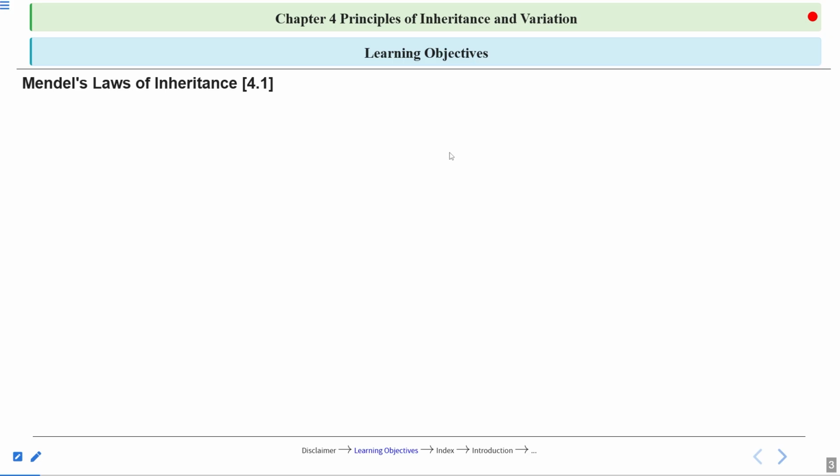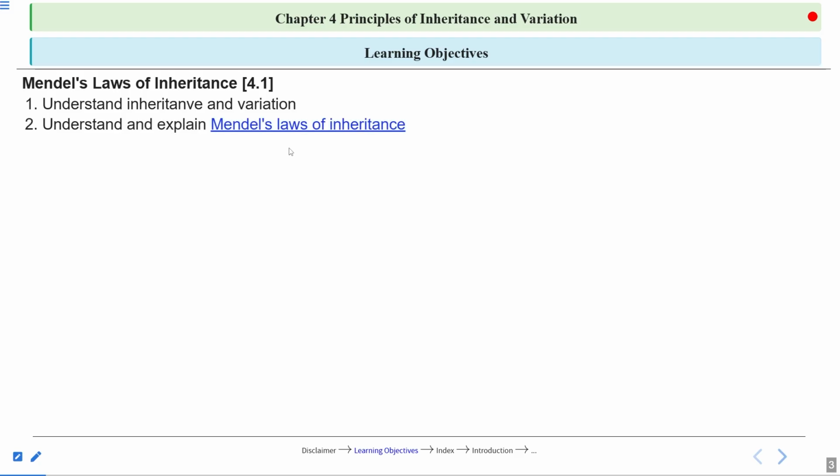So what are the objectives of today's session? We will discuss Mendel's law of inheritance. Mendel is known as the father of genetics, and he gave the laws of inheritance. We will understand what is inheritance and what is variation, and then Mendel's law of inheritance. We'll talk about the law of dominance and the law of segregation. There is one more law, the law of independent assortment. We'll also talk about that, but in the next session.